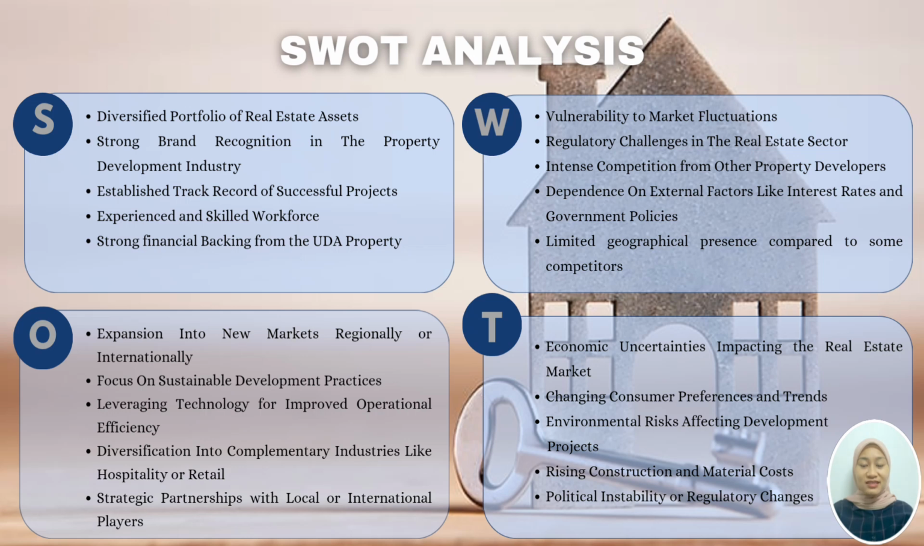The last one is T, threats of UDA Property. Firstly, economic uncertainties impacting the real estate market. Economic downturn can reduce demand for properties and affect pricing and sales volume. Secondly is changing consumer preferences and trends. Shifts in consumer preferences or market trends can render existing products or strategies less appealing.